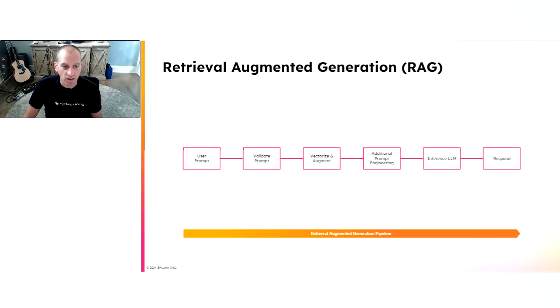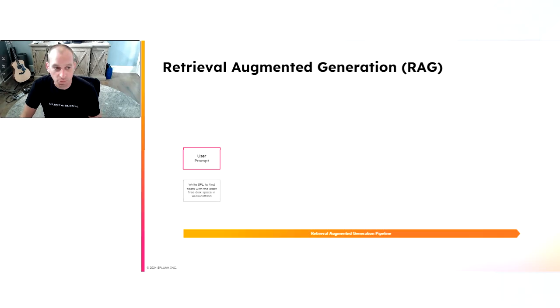Then we do this thing called vectorization and augmentation of the prompt. I'll explain what this is in a minute, but this is really where the secret sauce is. After that, we do some additional prompt engineering. Once we take your prompt and do a whole bunch of modification to it, that's when we send it to the LLM to perform the final inference and generate the response. Then we provide the response back to you. That is what the RAG pipeline looks like, and this is how we've implemented it. Now, let's break that down through a specific example.